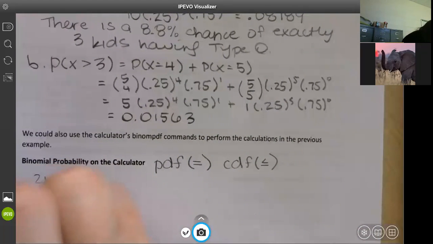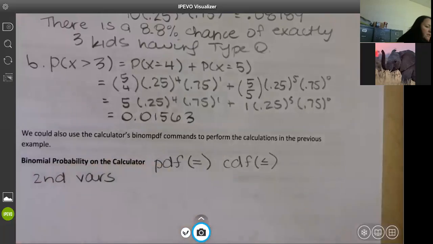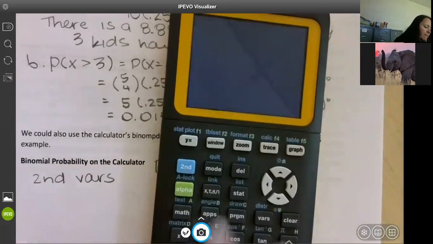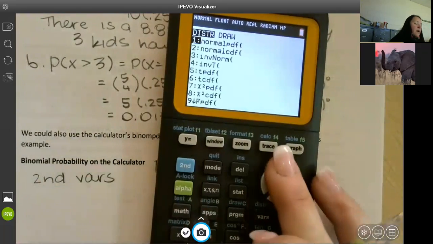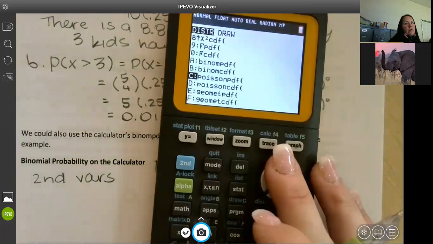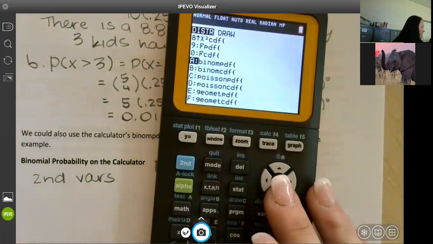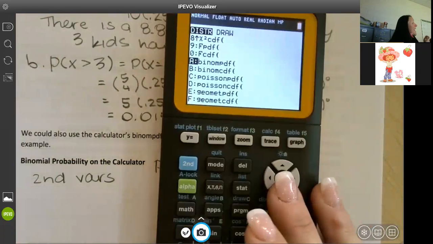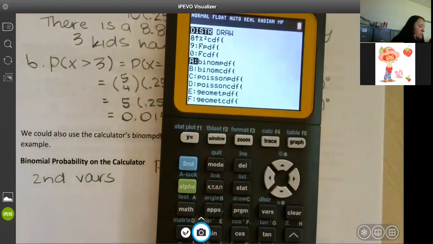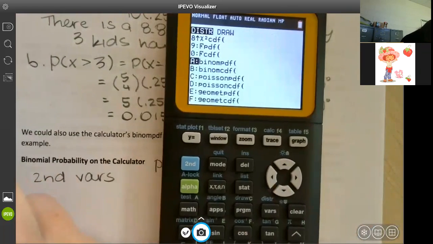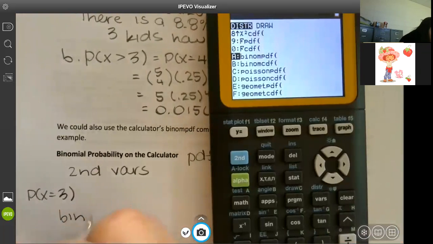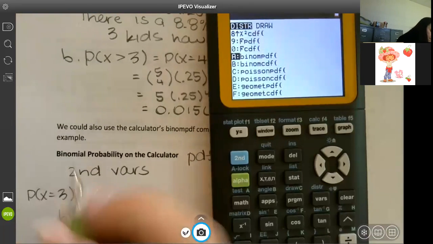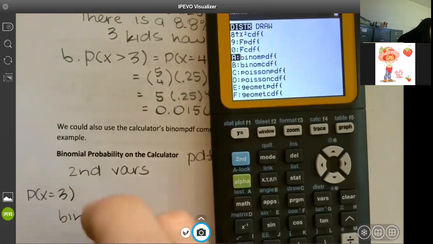So we're going to go into second vars. That's your distribution. We've been in there before. And you don't see it on the screen, but it's there. So if you go up, you'll see PDF and CDF. On part A, we had equals to 3. So if we were looking for your x equals 3, we're going to go into binomial PDF because it's equal.